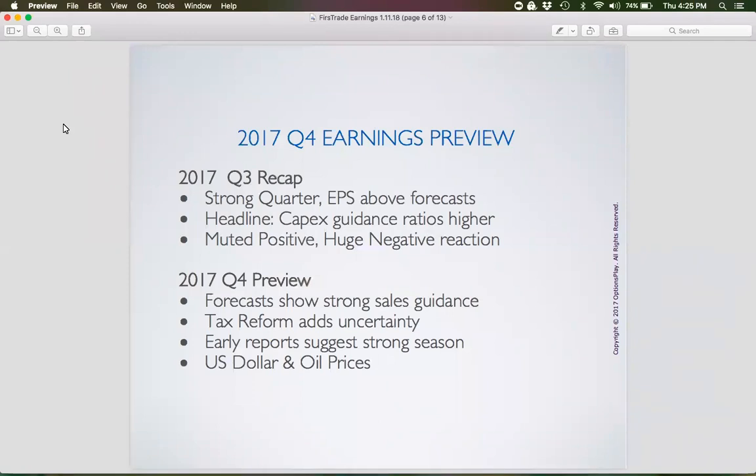This is relevant whether you trade options or not, even if you're a long-term stock investor. These are things that you want to be aware of going into every earnings season.